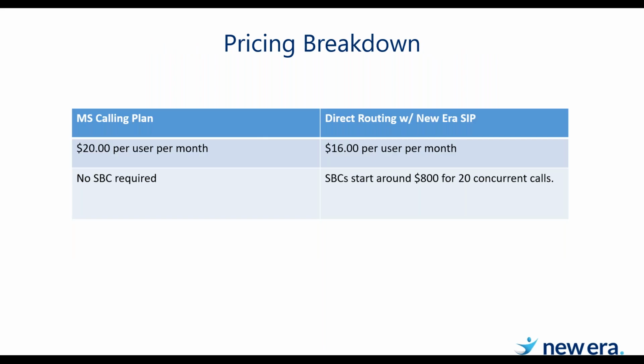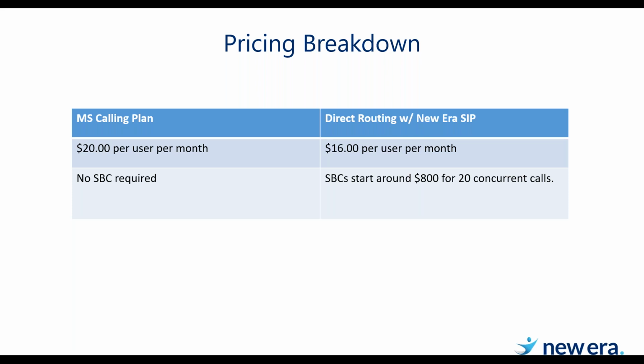Next slide, please. And this is just a quick pricing breakdown. So if you compare apples to apples, the Microsoft calling plan all in is going to be $20 per user per month. That's the $8 per user telephony license, and then the $12 calling plan all put together. With the Microsoft calling plan, no session border controllers are required. It's all handled by Microsoft.